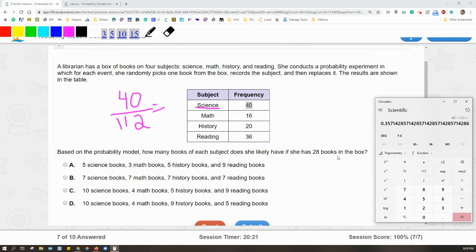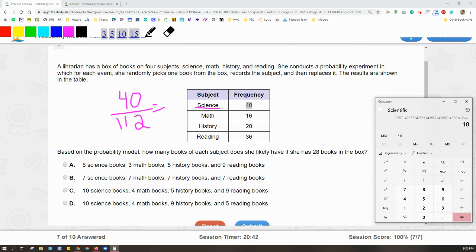So we just multiply this by 28 and we'll get close to a good number. We're taking that crazy long decimal that we left in our calculator and multiplying by 28, because that portion of 28 is going to be our best guess for the number of science books. And when we do that, we get 10. So our best guess is going to be 10 science books.